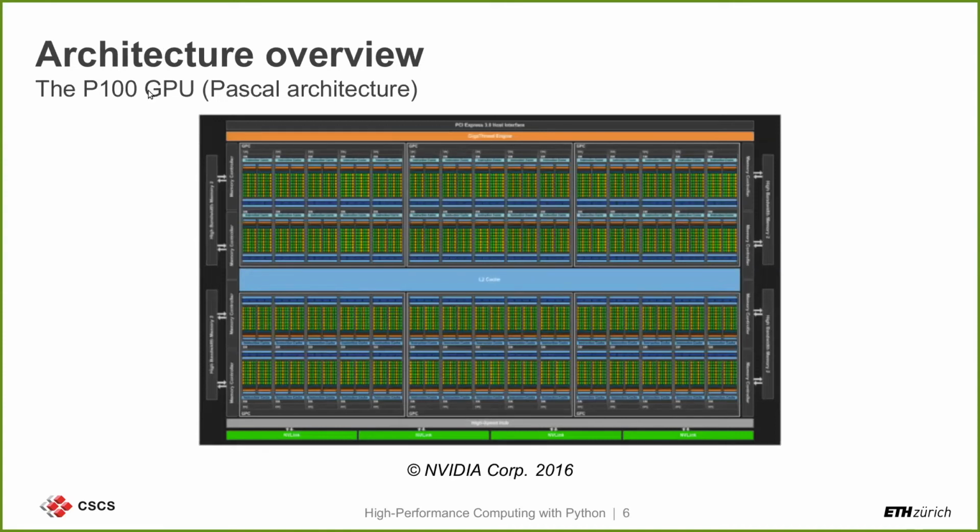So this is a picture of the architecture of the GPUs that Piz Daint, our main system at CSCS, has. And these are the ones that we are going to use with Numba and CuPy later on. And you see here the streaming processors and all the different computational units in green and yellow. So much of the area of the device is meant for processing.